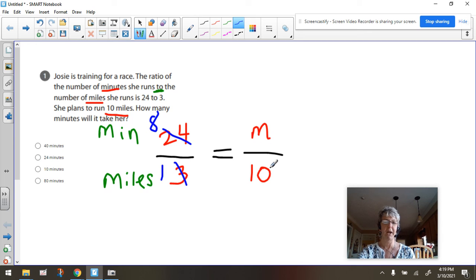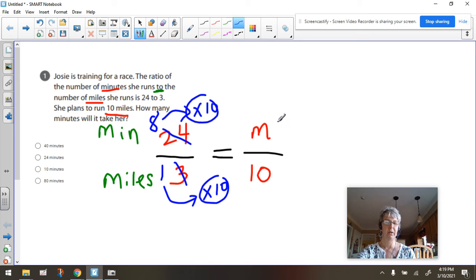Now 1 is compatible with 10. And if you ask yourself, what do you multiply with 1 to get 10? It would be 10. So the only thing left you have to do is take this 8 and multiply it by 10, and that will give you the answer to this question.